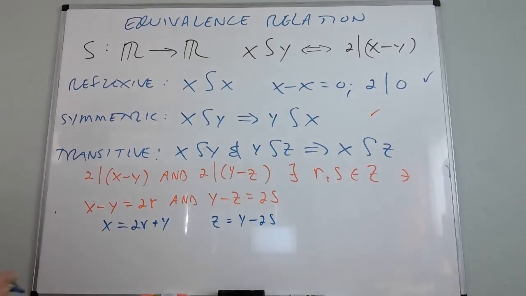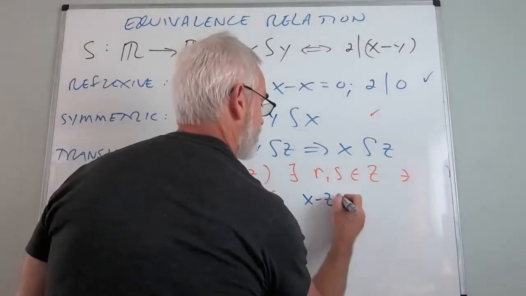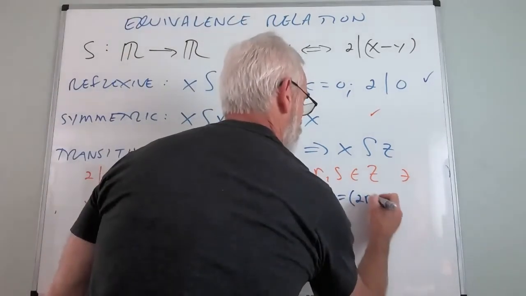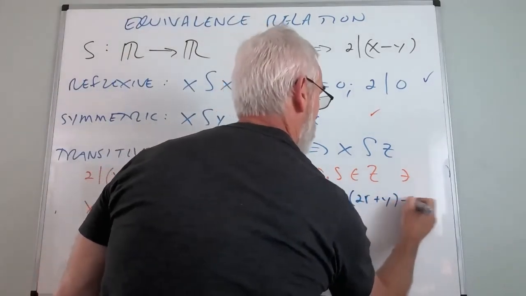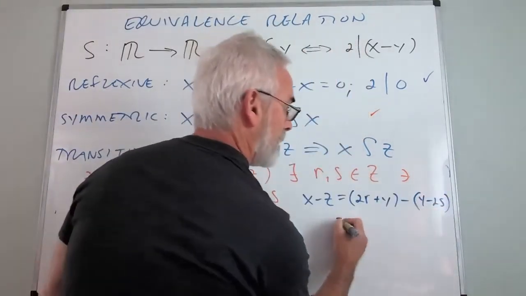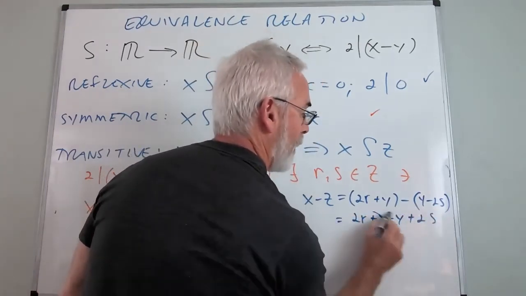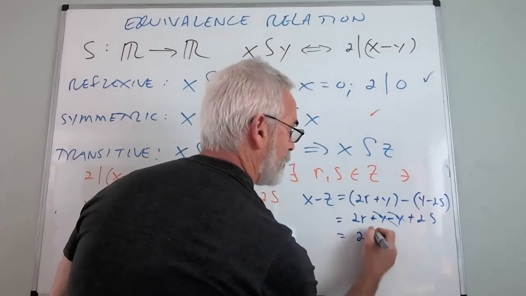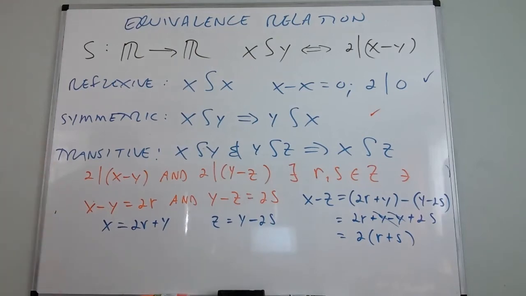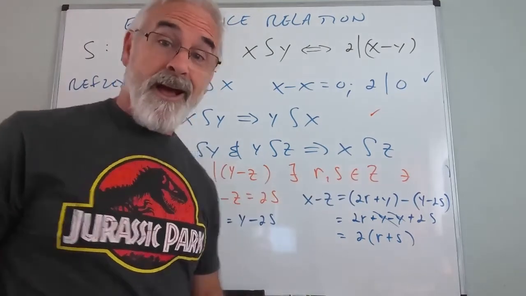Okay, so if I've got these two statements right here, then what does that tell me about X minus Z? X minus Z therefore equals 2R plus Y minus Y minus 2S, which is 2R plus Y minus Y plus 2S. Oh, how nice. So that's 2 times R plus S. R plus S is an integer because R and S are integers, and we know that integer addition is closed.